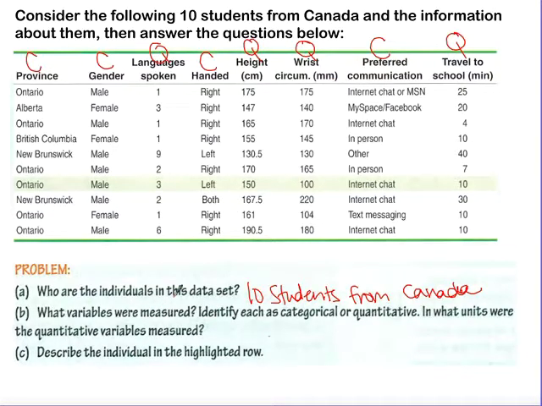So the last question for this example asks us to describe the individual in the highlighted row. So when we are describing the individual in the highlighted row, we literally just say everything that we can tell about this person just from the data that we've collected. So from this data, we can tell that this is a male student from Ontario who speaks 3 languages, is left-handed, has a height of 120 centimeters, a wrist circumference of 100, likes to internet chat, and travels 10 minutes to school.